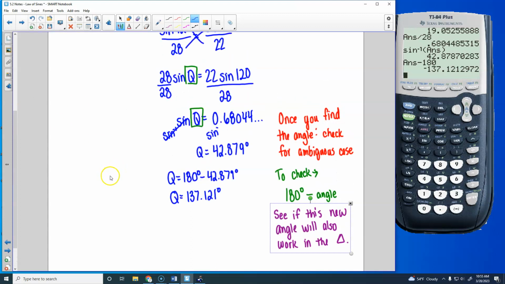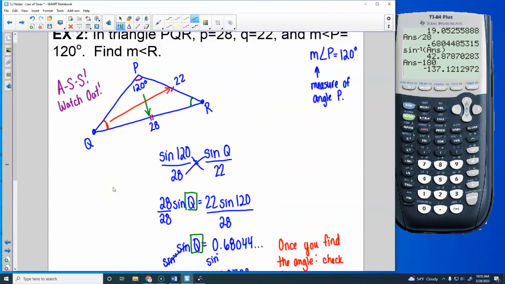We need to go back up here to the triangle. We need to look at angle Q, and we need to think about putting 137.121 degrees here. Would that work for that triangle? Would that be possible? No. Why not? That would add up to more than 180 degrees. You can't have two obtuse angles in a triangle, right?